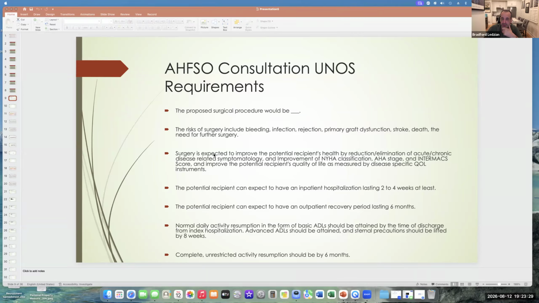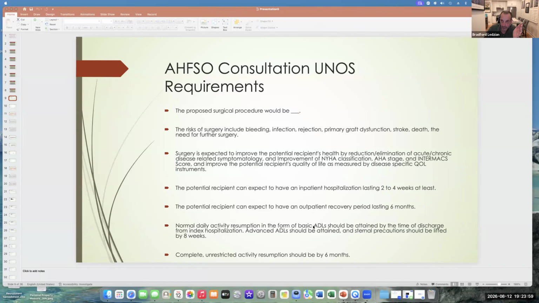Surgical expectations, that is, how it will improve their health by metrics that are important to this governing organization. So you can read this for yourself and see this is a statement that basically has to be included in your plan. The potential recipient can expect to have an inpatient hospitalization. You have to let them know how long they're expected to be in the hospital, and then you need to let them know how long their outpatient recovery is likely to be.